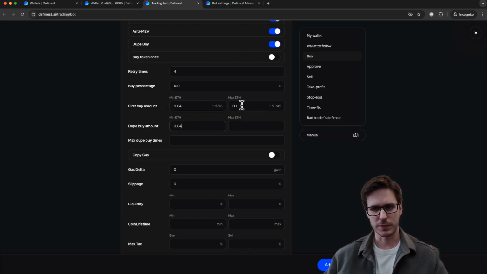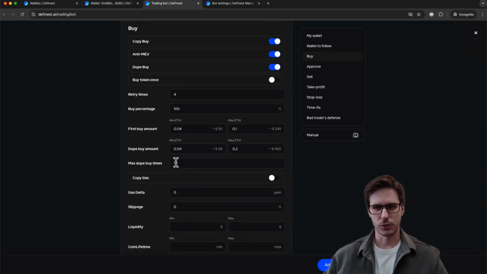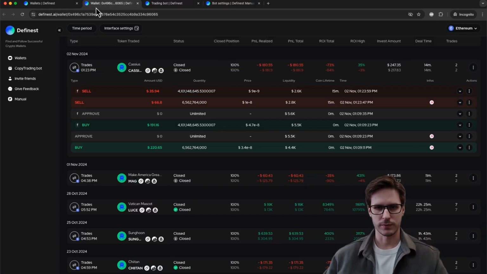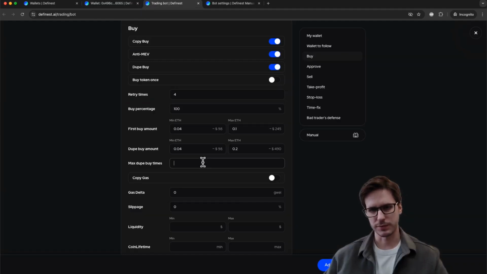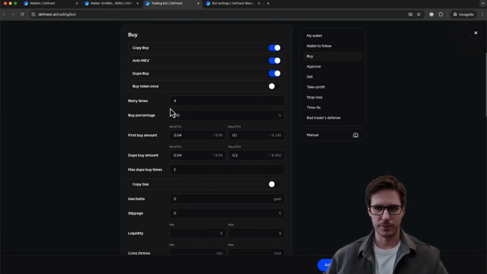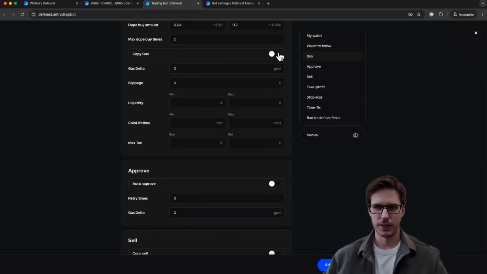In principle, for the repeat purchases, I will set the same settings or even a little more. If the token performs well, he can buy it again, allowing us to take even more profit. Next, max you buy times. This is the maximum number of times a token can be purchased in a single transaction. Essentially, this is one transaction and how many times a token can be bought within it. Here you choose your own values, but I will set it to 2 times. That is, in total we have 1 purchase and 2 more purchases, so there can be a maximum of 3 purchases in a transaction.